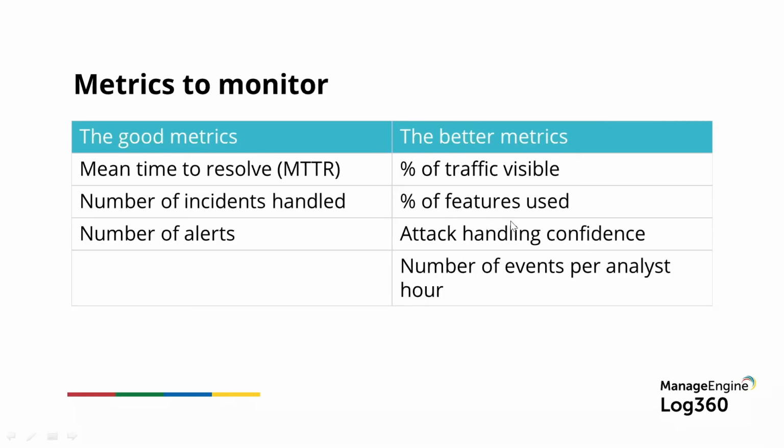Next up, you've got the percentage of features used. Of all the features or capabilities available within your SIEM solution, are you making use of all the technology at your disposal? And if so, what's the percentage? What is the attack handling confidence? Are you confident about the way you detect and resolve incidents? And if so, what's your confidence level? And then finally, the number of events per analyst hour. On average, how many events do your analysts handle per hour? Anything more than 10 or 11 could mean that your SOC analysts are overwhelmed and it could become a human resources issue. So you've got to rectify that.